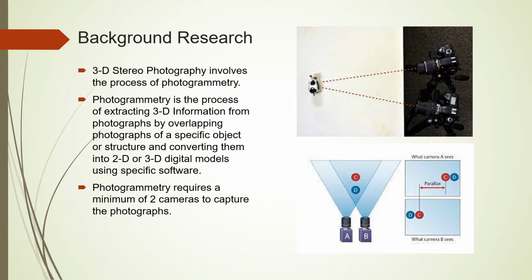3D stereo photography is the process involving photogrammetry. It is the process of extracting 3D information from photographs by overlapping photographs of a specific object or structure and converting them into 2D or 3D digital models using specific software. It also requires a minimum of 2 cameras to capture the photographs.